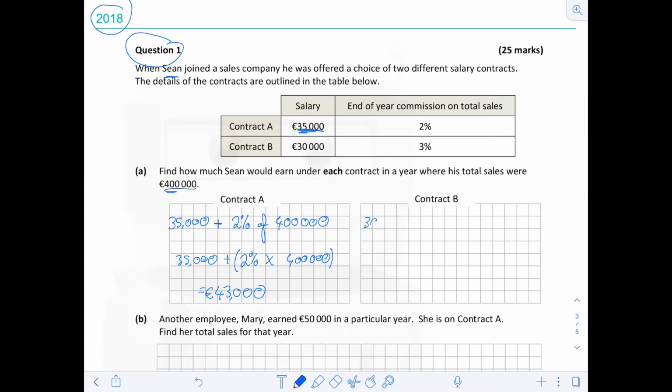So this time he gets 30,000. So if he makes no sales at all, he's going to get 30,000 anyway. Okay. But he'll also get some extra money because he made some sales. So it's going to be 3% of 400,000. And that's going to equal 30,000 plus 3% multiplied by 400,000, which equals 42,000. Okay. So he would obviously choose contract A if he thinks he's going to make sales of 400,000.